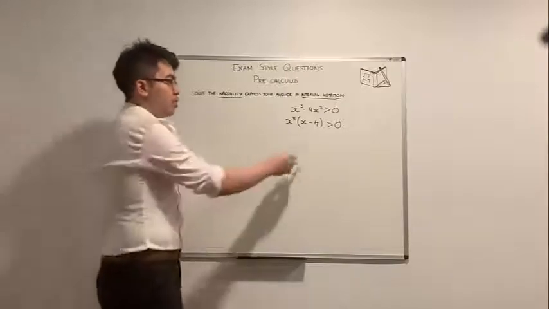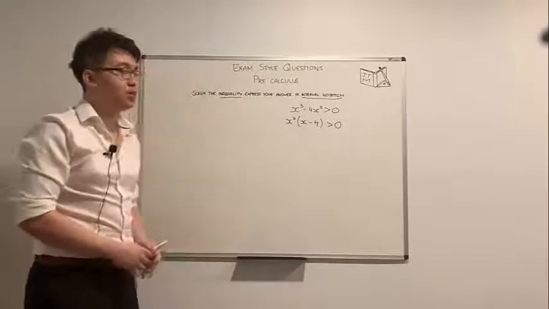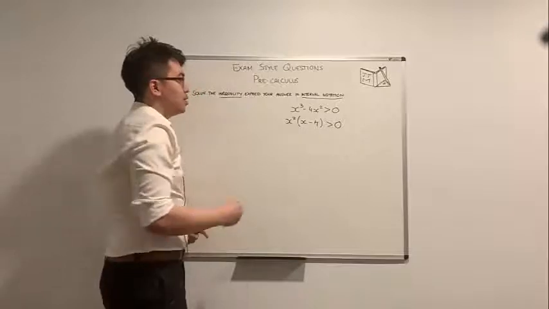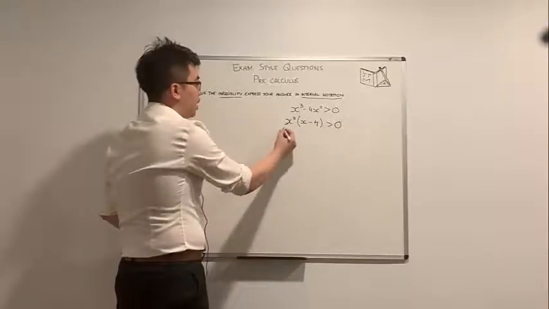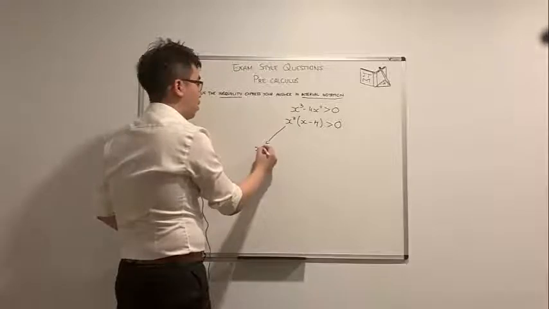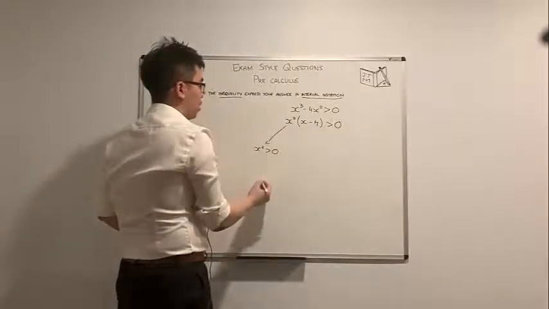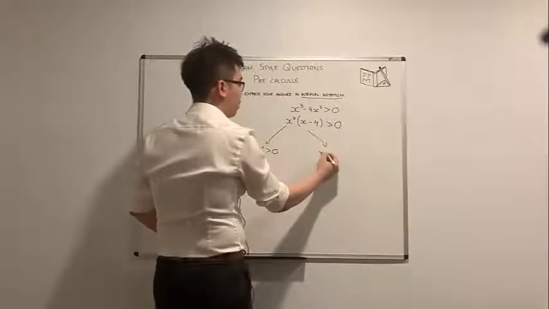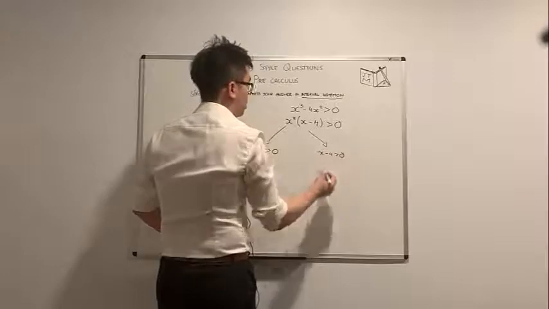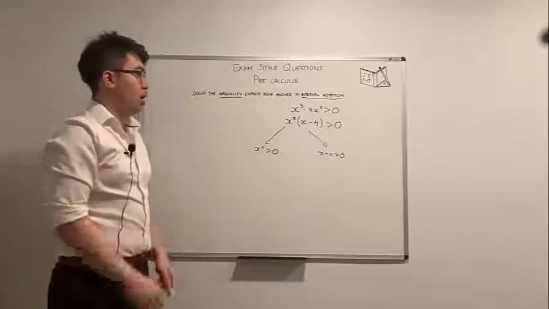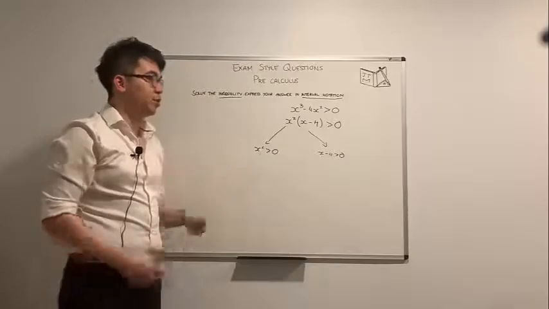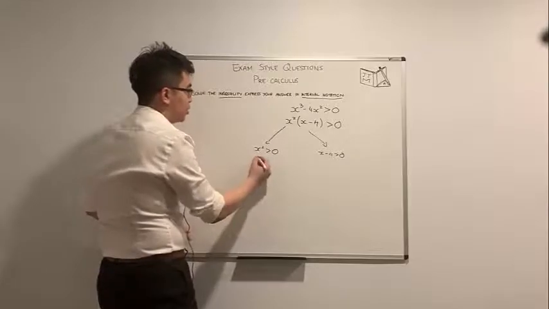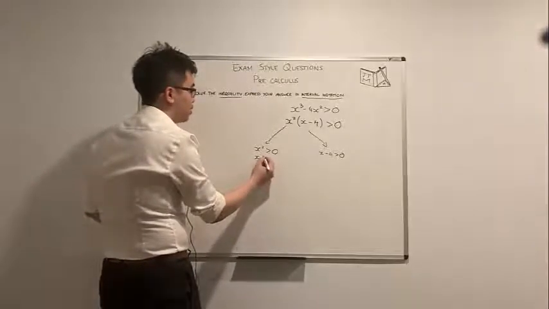Now for the time being, we're going to treat this inequality as if it were an equation. And here's why. We've got 0 on one side and these two factors on the other side, which means that we can use the zero product rule, meaning that x squared has to be larger than 0, or x minus 4 has to be larger than 0. And now we're going to solve each of these separately as if they were equations. However, we're going to keep this greater than symbol because it is important towards our final answer.